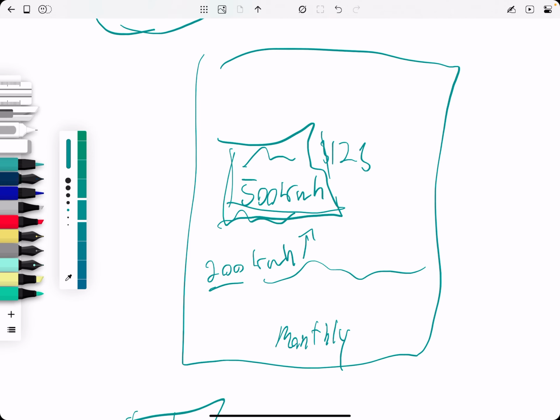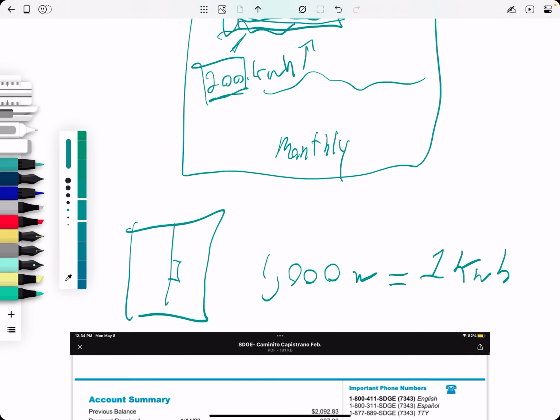This is a horrible drawing of the bill. You'll see a big 3-digit number, and it'll say 500 or some such. It'll be 500 kilowatt hours, right? Sometimes they'll say 200, but anything above 200, I would say, is probably the total monthly. This is kilowatt hour. That's how you find it on your electric bill.